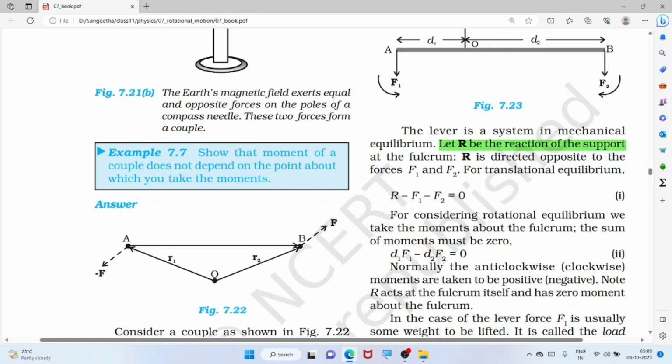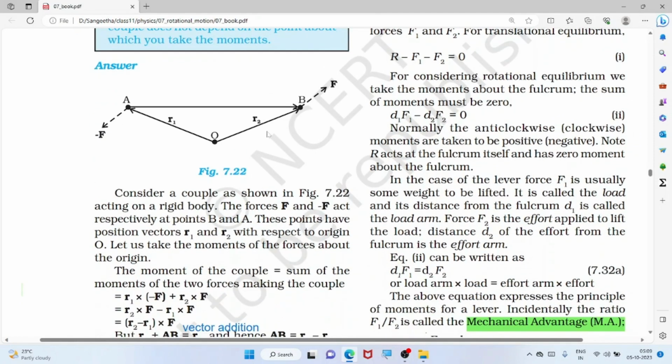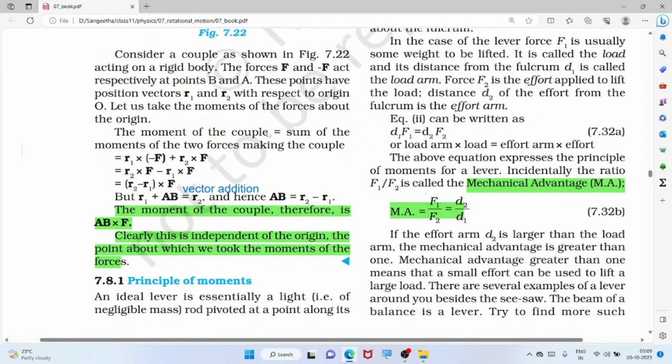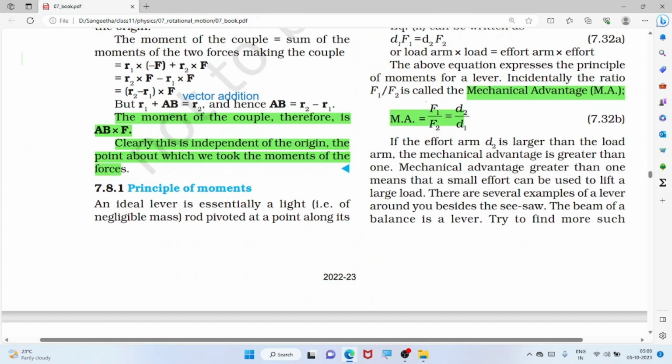We use the symbol R for the reaction force. This is for the vector addition. Mechanical advantage.